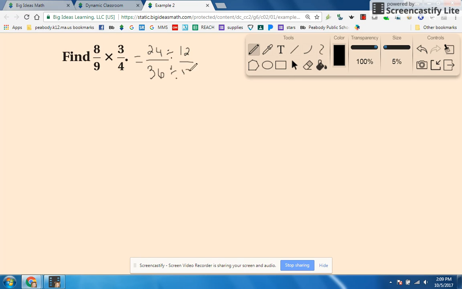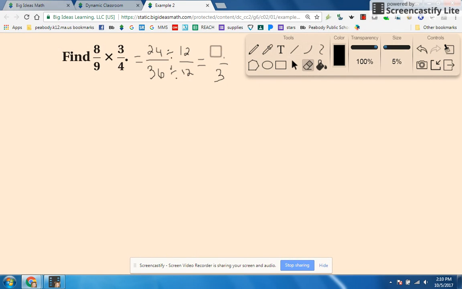So I'm going to divide the top and the bottom by 12. 24 divided by 12 is 2. 36 divided by 12 is 3. So that's my answer in simplest form. I multiplied my numerator times my numerator and got 24, my denominator times my denominator and got 36. 24/36 was not in simplest form, so I chose a number that I knew would go into both of them, in this case the greatest common factor, and I divided them both out and got 2/3.